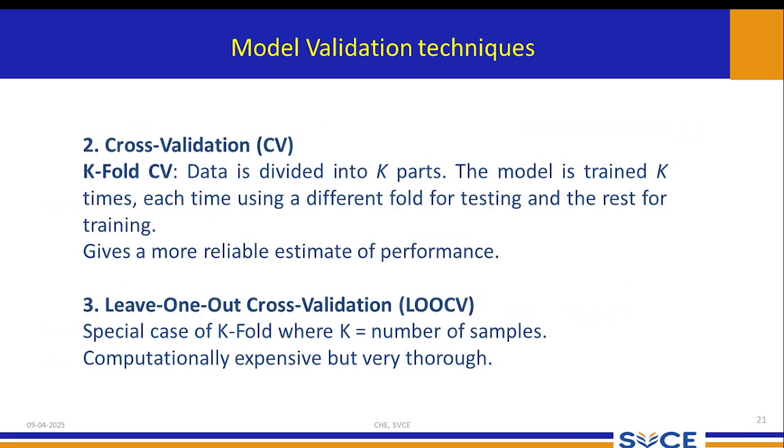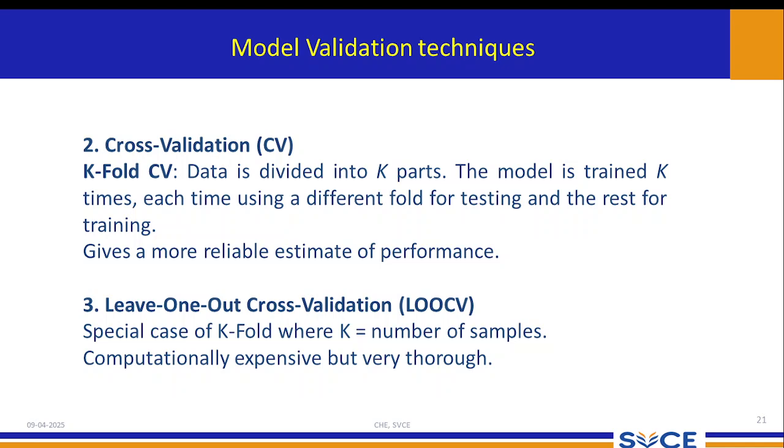Cross validation, k-fold CV. The data is divided into k parts. Let's say you have 10 data points and I divide them into 5 parts, so 2 data points each. The model is trained k times, so 5 times it will be trained, each time using a different fold for testing and the rest for the training.